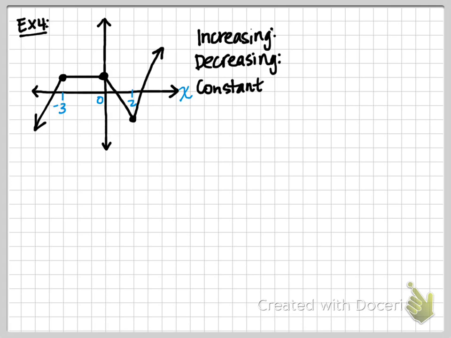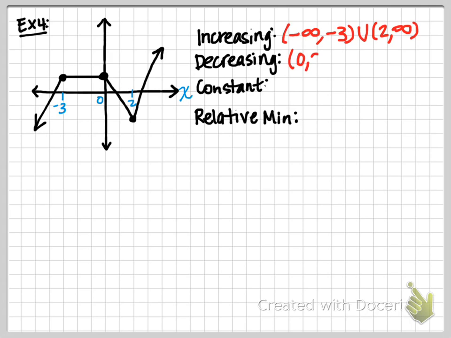Now let's look at decreasing. Where's the negative slope? The x value for the negative slope goes from 0 to 2. And the constant is from negative 3 to 0. Now we also want to talk about any relative max or mins that we have. So here's writing out the increasing and decreasing we just talked about. The constant goes from negative 3 to 0. And then the relative min. It's negative 2 for the y value at x is 2. So you write that a little differently than what you've been used to.